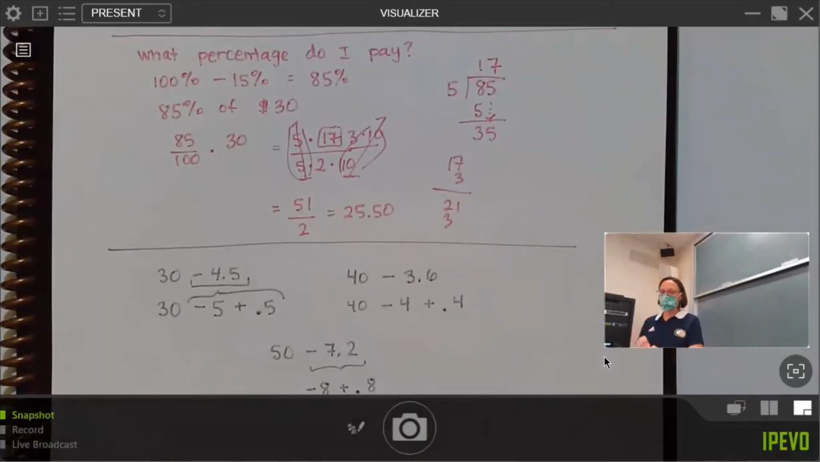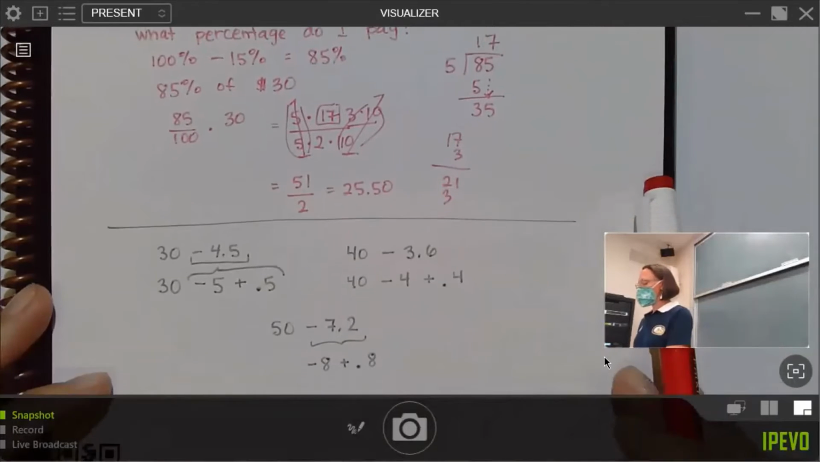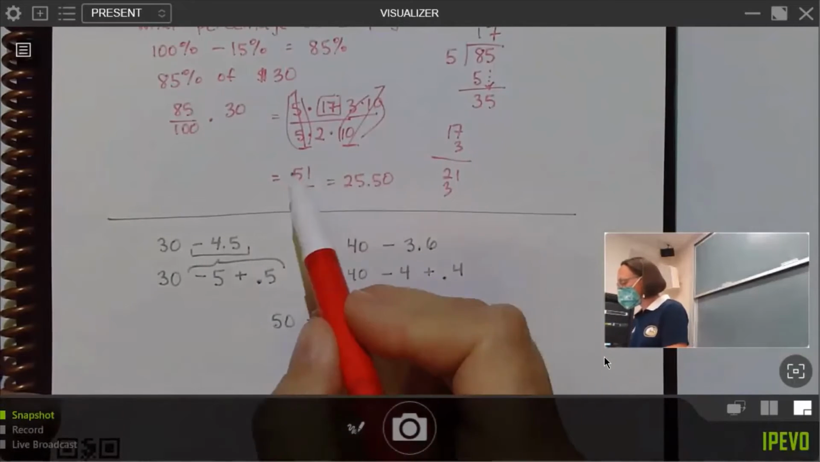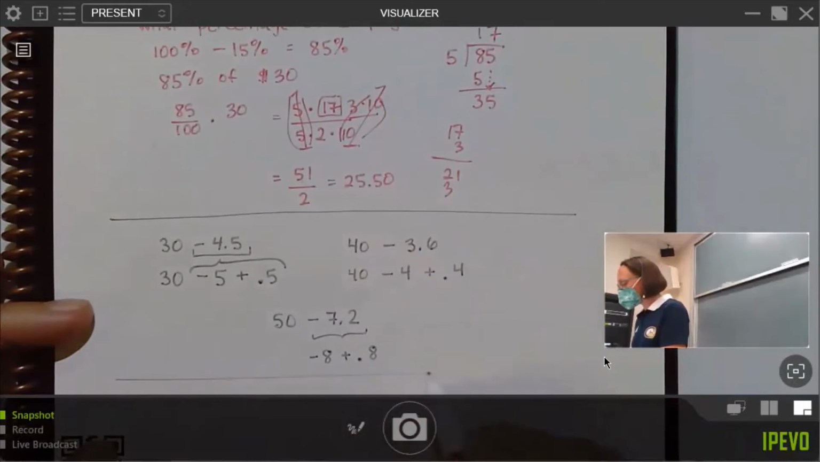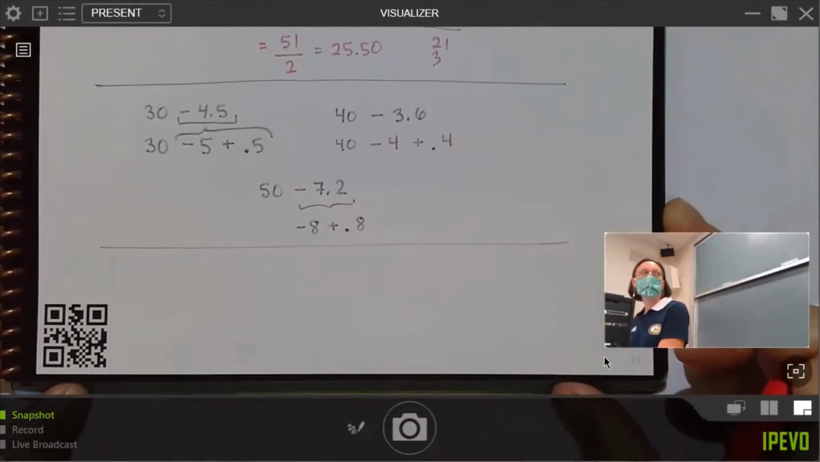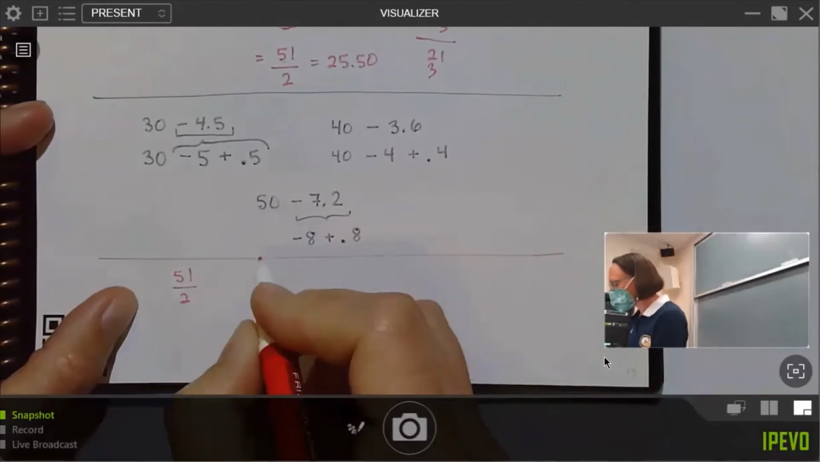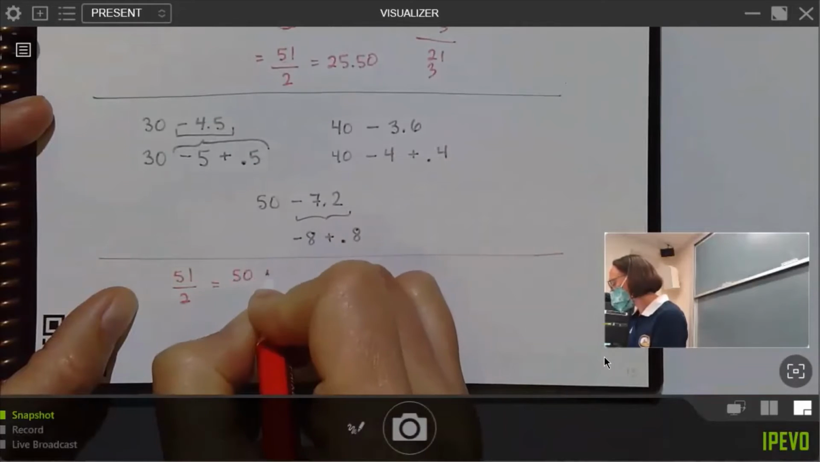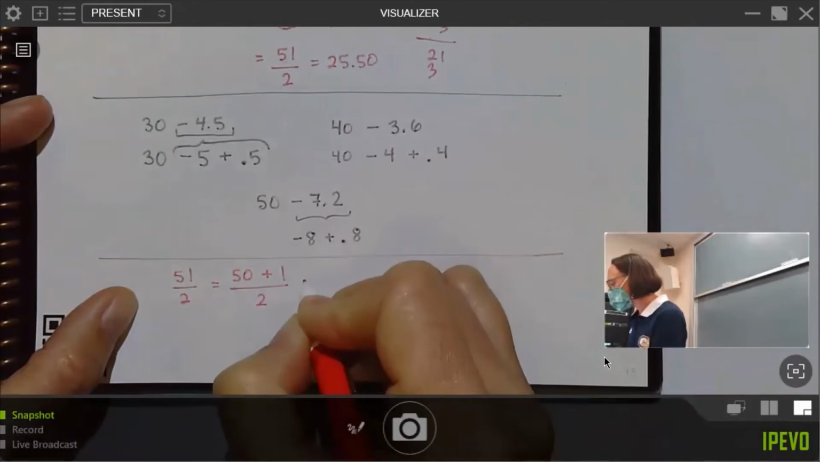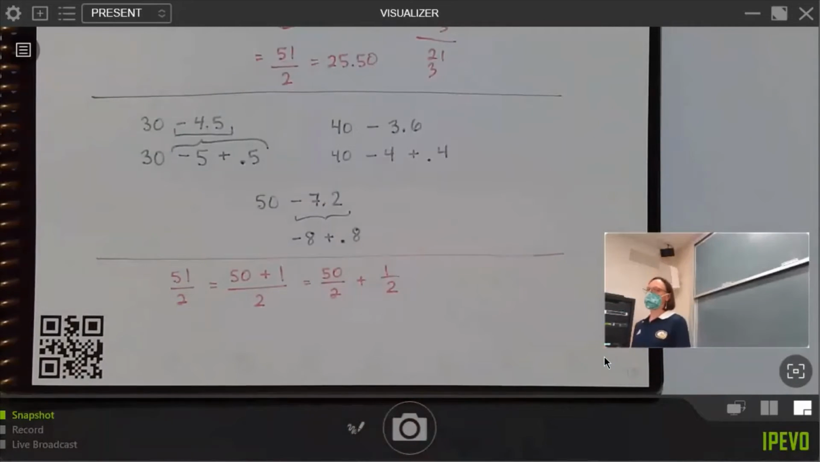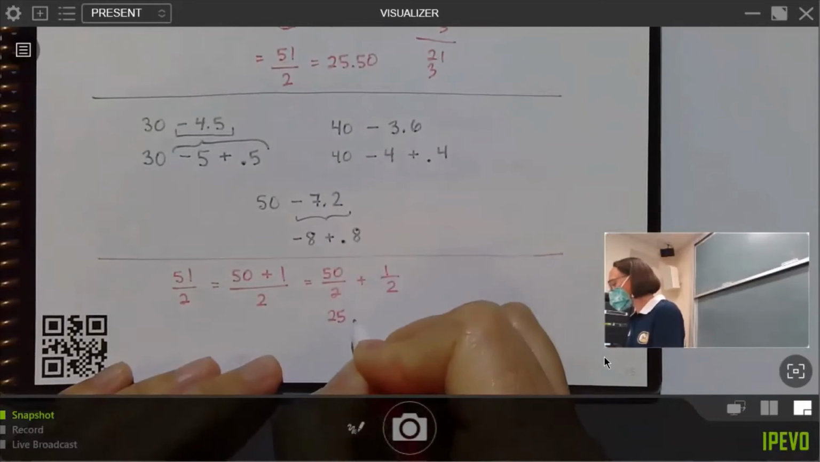Now, when I did the other way, like this last step, kind of how I thought about those fractions and the 51 over 2, I thought about this one as 50 plus 1 over 2, because that I can break apart like this. And 50 over 2, I know that's 25. And a half I can write as 0.5.